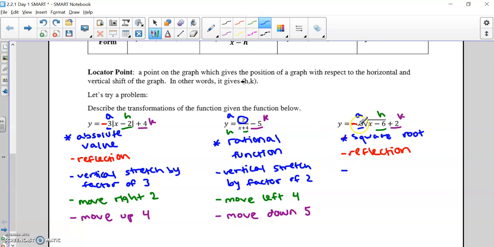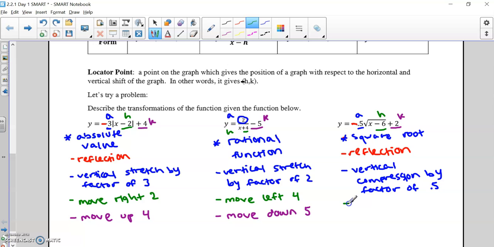Now, because our a is 0.5, that's a number that's smaller than 1, right? It's one of those decimals. So that tells us that we actually have a vertical compression this time. Okay, vertical compression by a factor of 0.5, which is just 1/2.